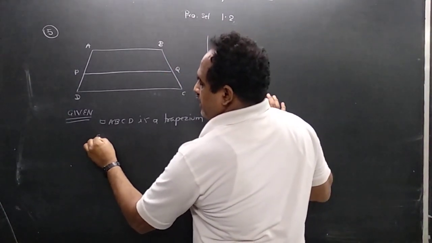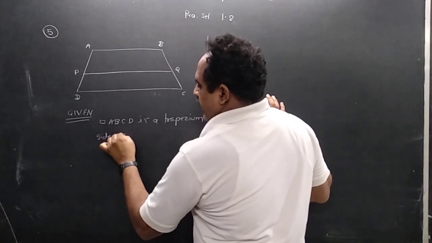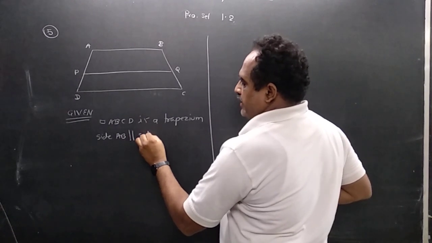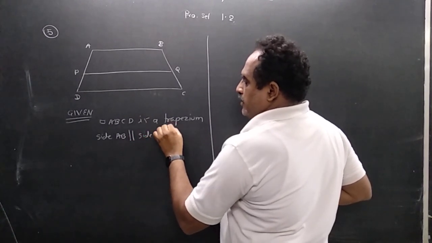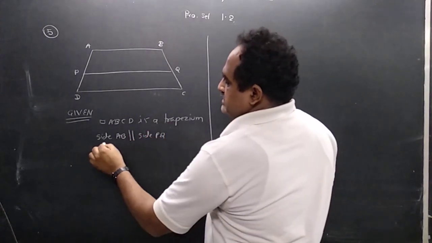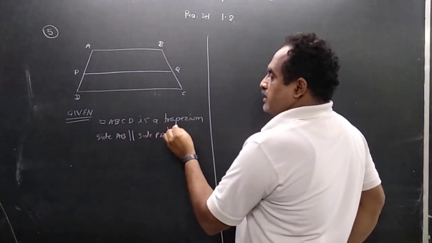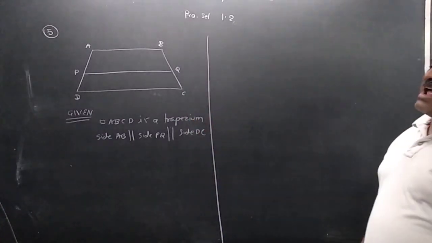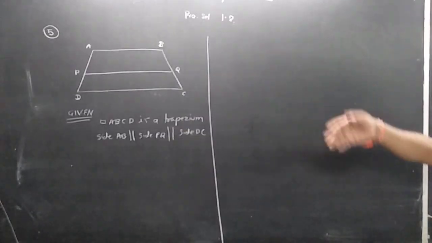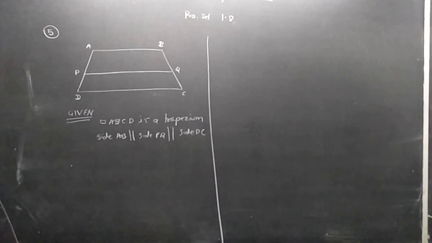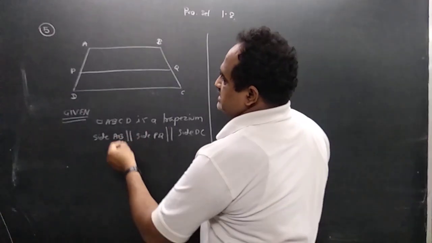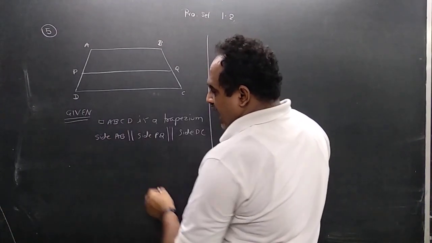Side AB is parallel to side PQ, and side PQ is parallel to side DC. Now these three are given parallel, which means we have only one property to use, the property of three parallel lines and transversal. Okay, just tell me, have they given some values?